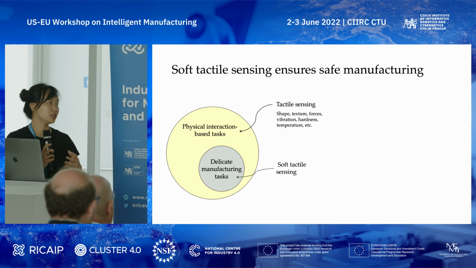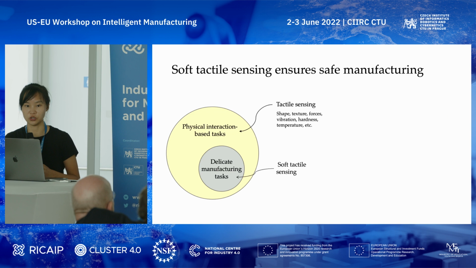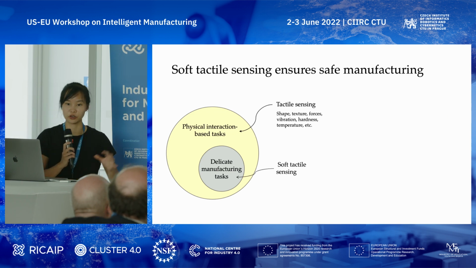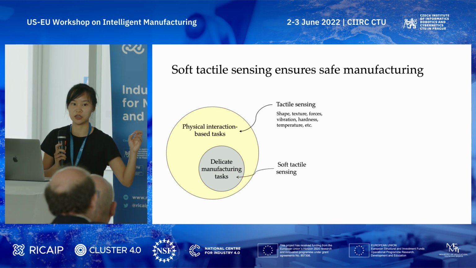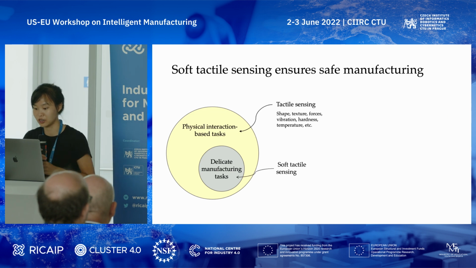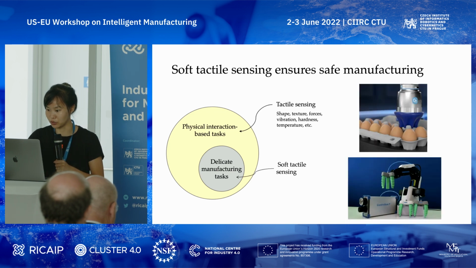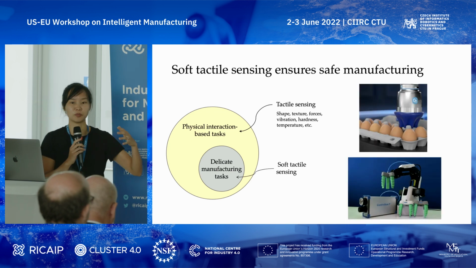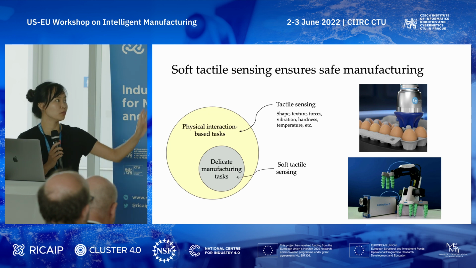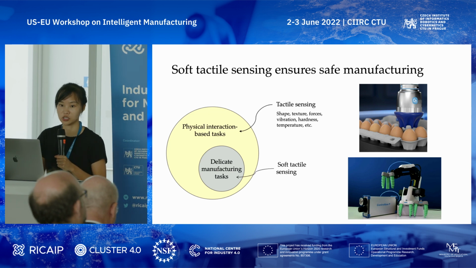A solution when dealing with delicate environments is to use soft tactile sensing, which refers to the sensor on the robot being made of inherently compliant materials that naturally reduce the risk of physical harm. This is great for manufacturing settings, for example, in food settings where we're trying to pick up eggs or more delicate electronics, such as the one below.